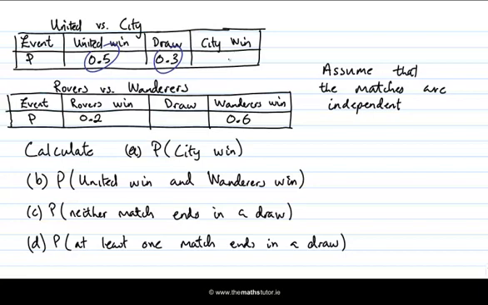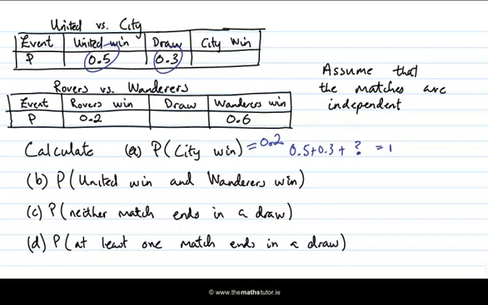So I need 0.5 plus 0.3 plus whatever my answer is to equal 1. Now I can solve that equation pretty quickly and see that this question mark has to be 0.2. So the answer here is 0.2. The probability of a City win is 0.2. Okay, that's easy. That just uses the fact that the sum of the probabilities of all the outcomes has to be 1.